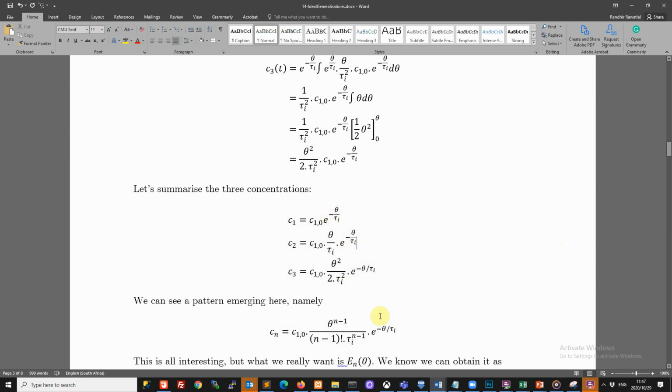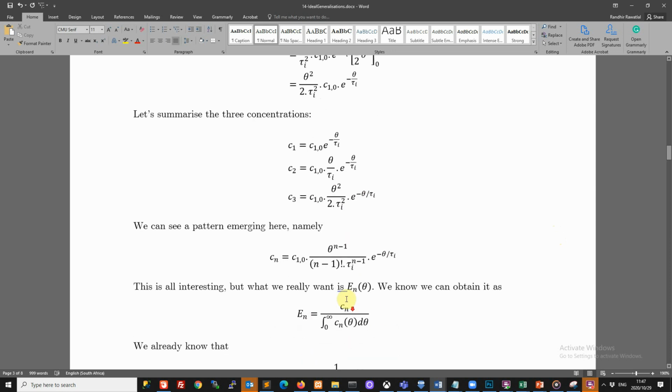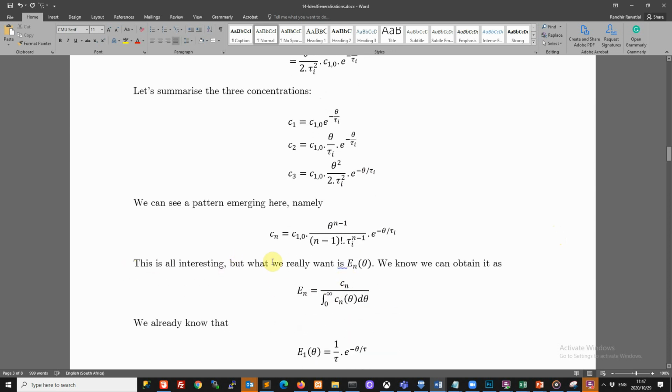So the exponential part is the same there. Okay, so as I say here, that's all interesting, but what we really want is the RTD. We want to know the exit age distribution. And we know we can get it by taking the concentration. And remember, we did all this for a pulse input. So we can get it if we take the concentration and divide it by the area under that concentration profile.